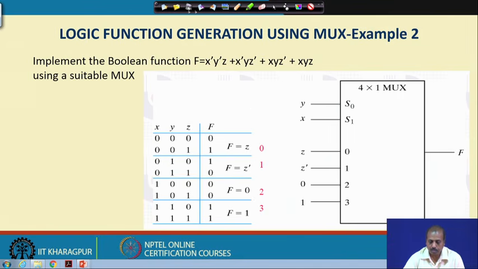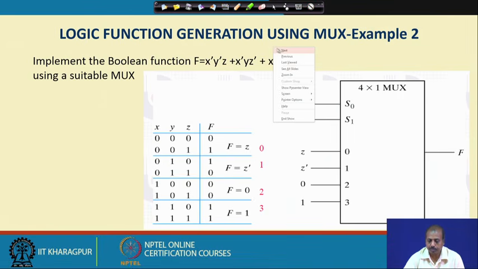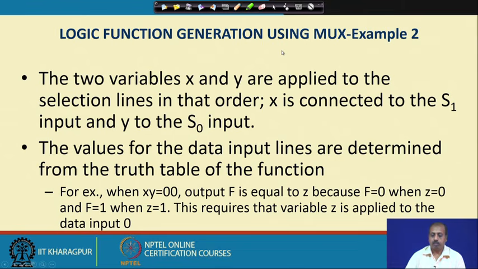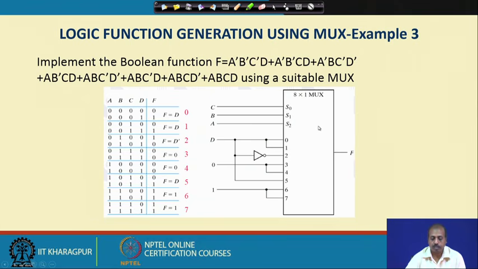So, next we will see another example. Two variables x and y are select lines. This is the thing that we are discussing: when x y equal to 0, f becomes equal to z. We have also seen the two input multiplexers like that.